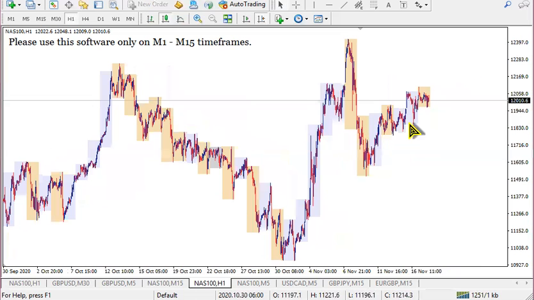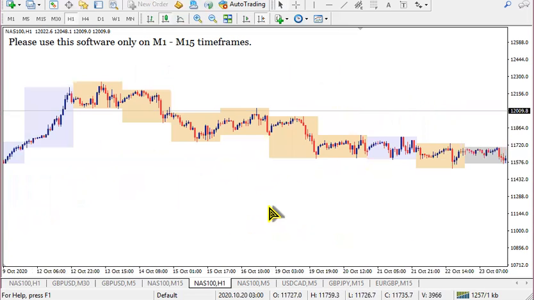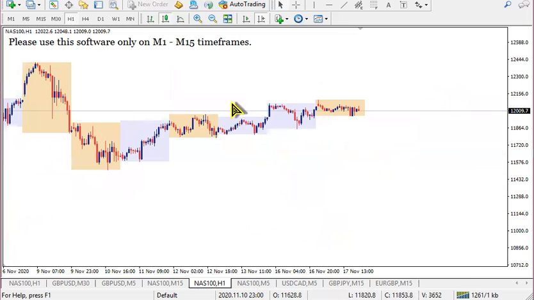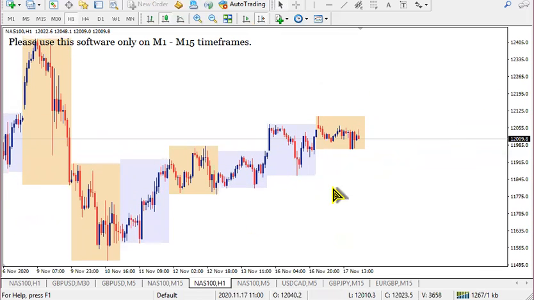For those of you who are new and don't really know what's going on, you need to start applying yourself and trying different strategies.